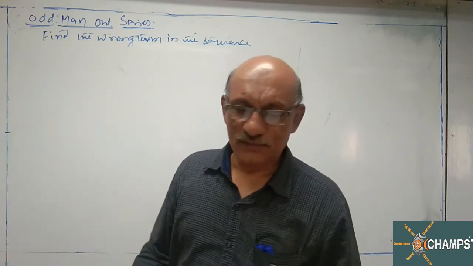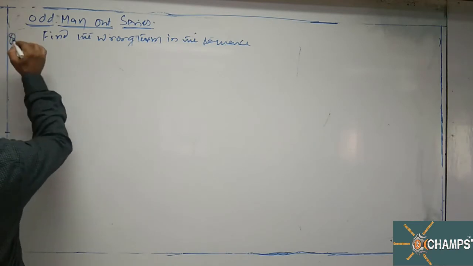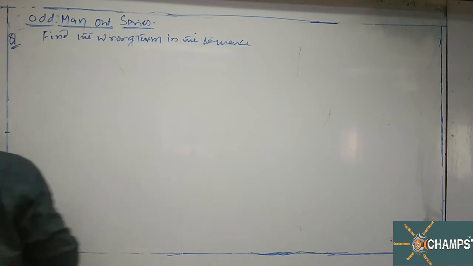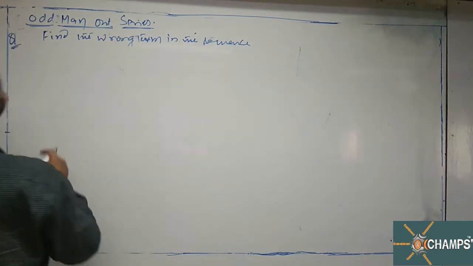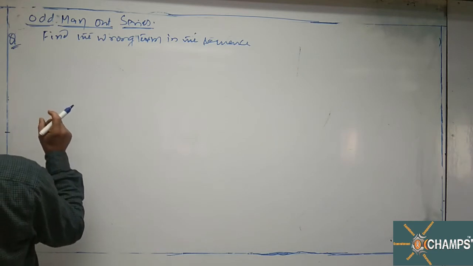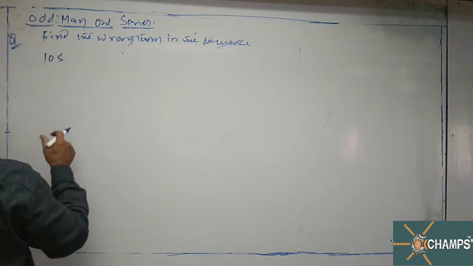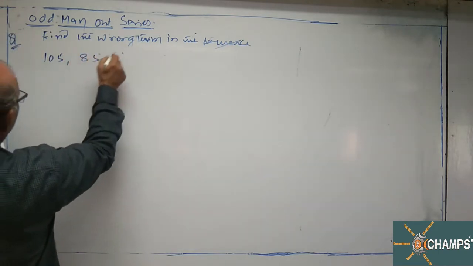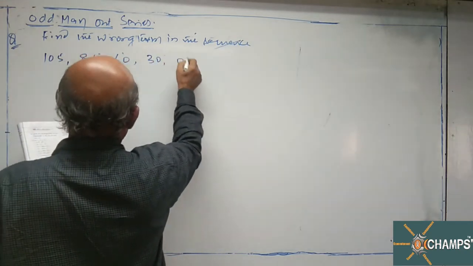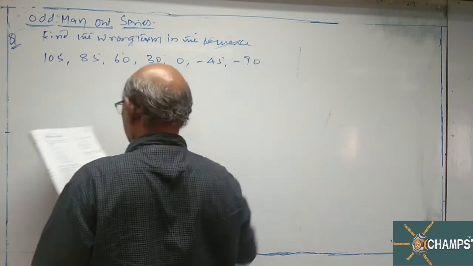Look at the question, sir. Find the wrong term in the sequence. 105, 85, 60, 30, 0, minus 45, minus 9.